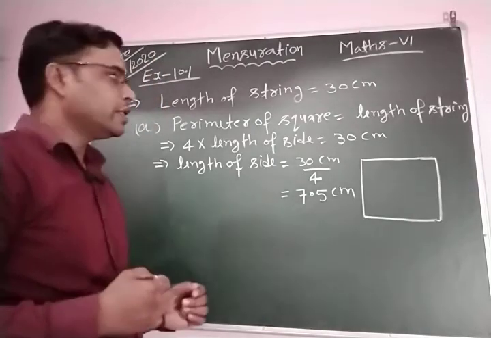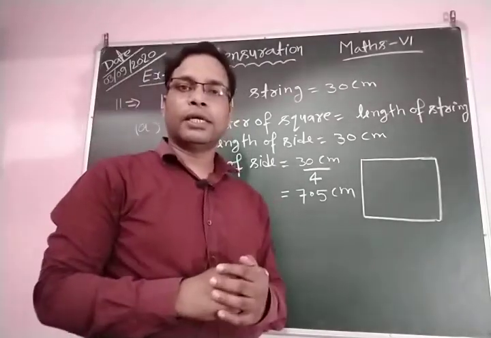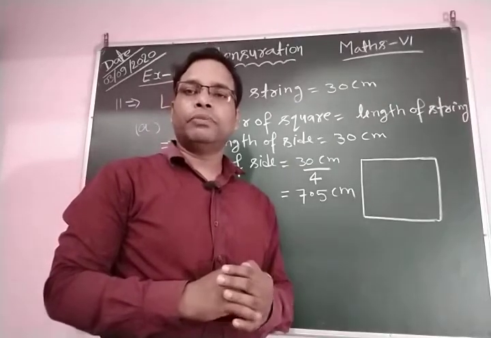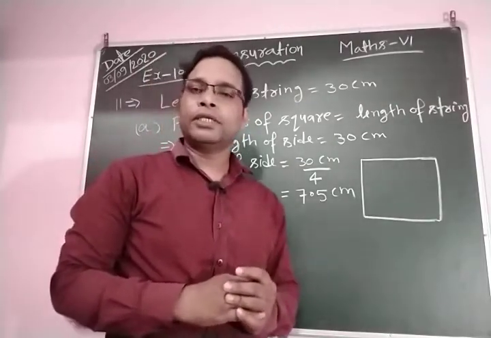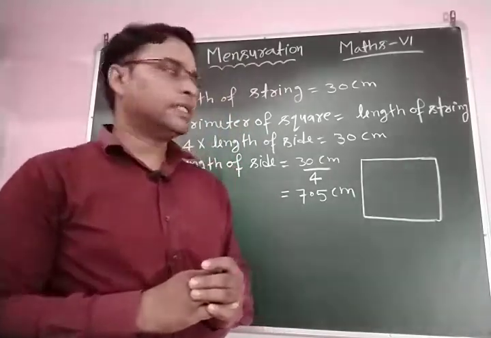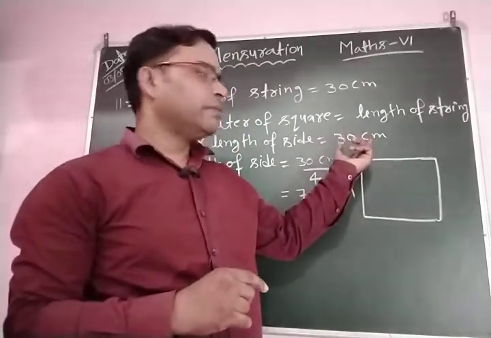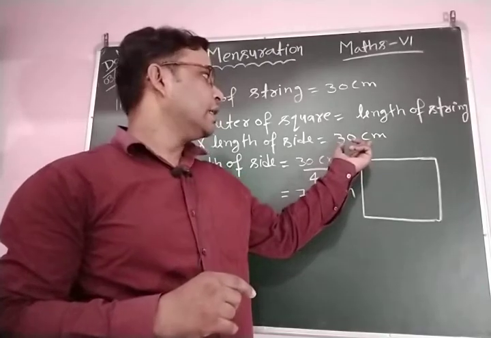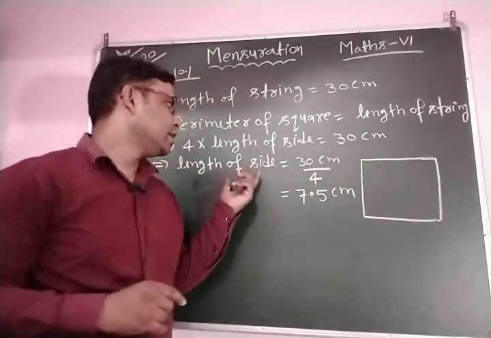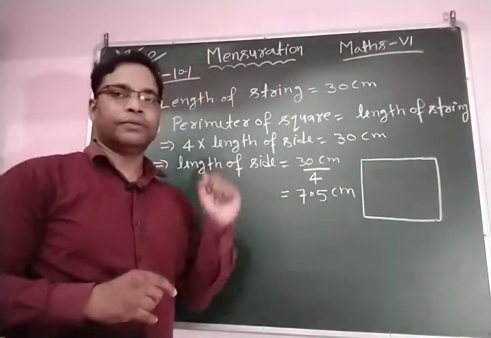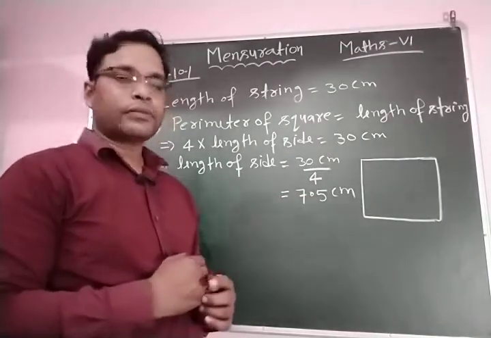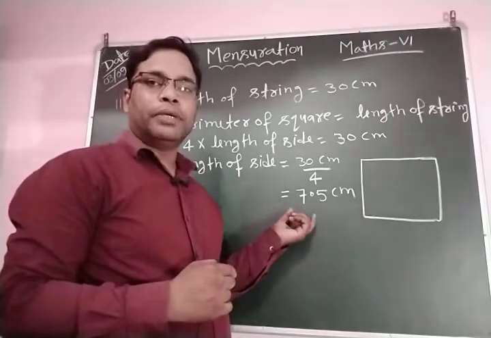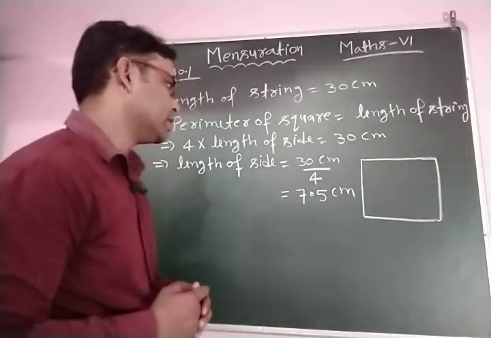Okay, because you know very well the sides of square are equal, so perimeter of square is equal to 4 into length of side, and the perimeter is equal to the length of string. Length of string here given 30 centimeter. Then we find the length of side is equal to perimeter by 4. So if you divide 30 centimeter by 4, then we obtain 7.5 centimeters.